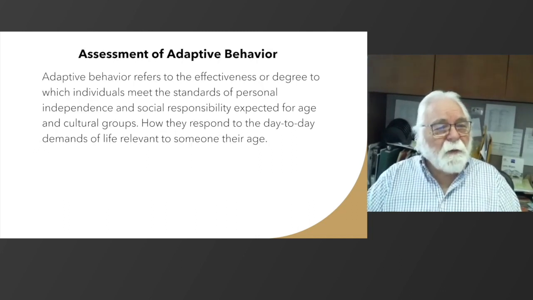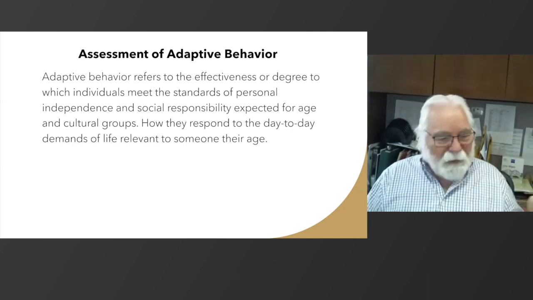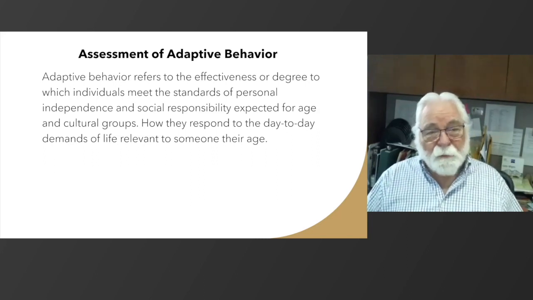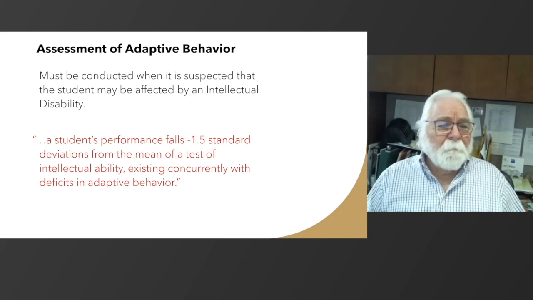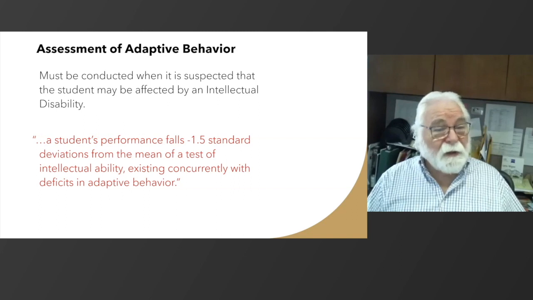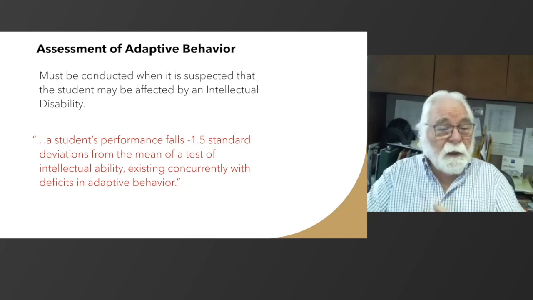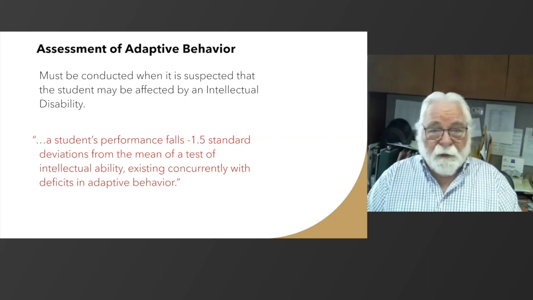The next piece that we're going to look at is to assess adaptive behavior. Basically, is the individual able to respond to the day-to-day demands that we would expect of someone this person's age? When we have to do this, and it's probably a good idea for many, but when we have to do it is if we suspect the youngster might be affected by an intellectual disability. Our regulation says that a student's performance must fall 1.5 standard deviations below the mean of intellectual functioning and exist concurrently with deficits in adaptive behavior. Okay.